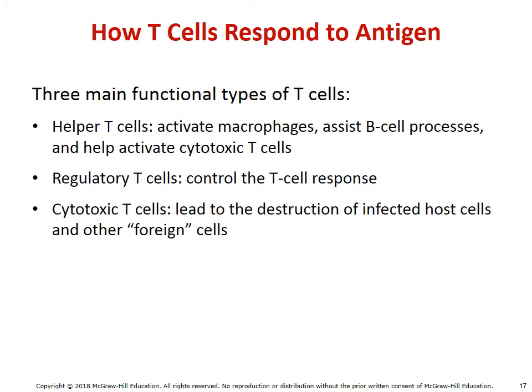Whenever we talk about how T cells respond to antigens, it's important to understand, again, there are three main functional types of T cells. The helper T cells, which help activate other parts of immunity, like activating macrophages or even activating B cells and cytotoxic T cells. We also have regulatory T cells, and as the name suggests, they help regulate T cell response. But the last type of cell here I'm concerned with is the cytotoxic T cell, which is ultimately the cell that's going to destroy cells that are infected or cells that do not belong, so foreign cells.